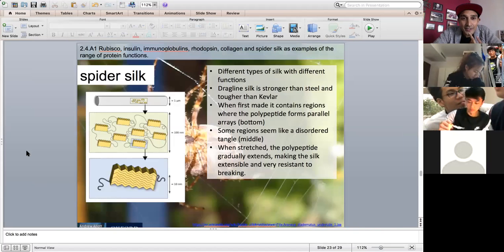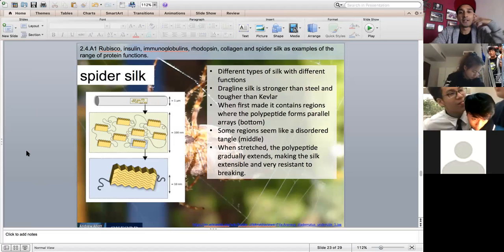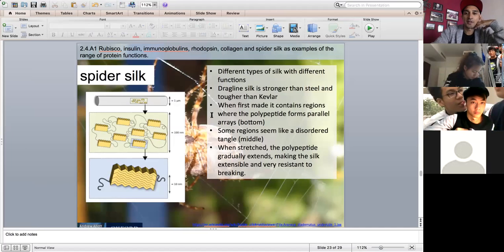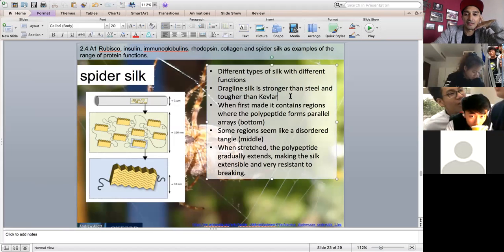Okay, lastly, you've got spider silk. This one is kept out because it's not produced inside of us, or in the human body. But just some interesting points about spider silk. It has a lot of strength, tensile strength, as well as flexibility. I mean, this is pretty cool. Stronger than steel, tougher than Kevlar.